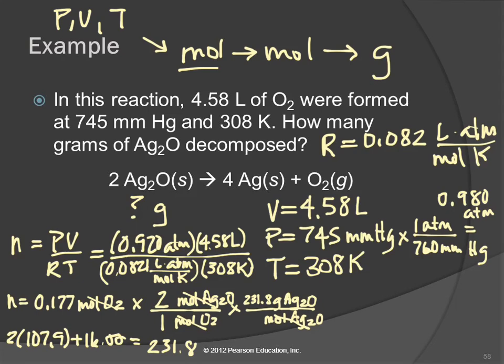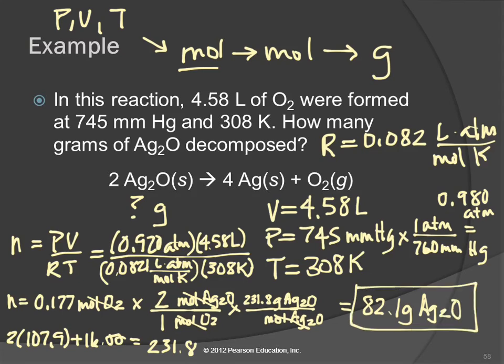So now I can calculate 0.177 times 2 times 231.8 equals 82.1 grams of silver oxide. Any questions?